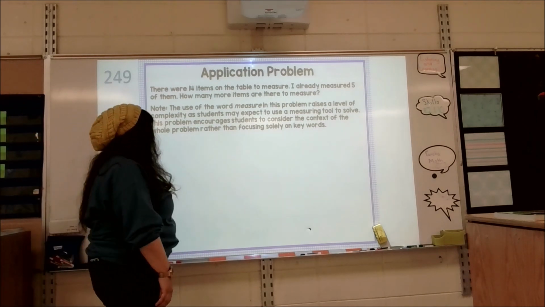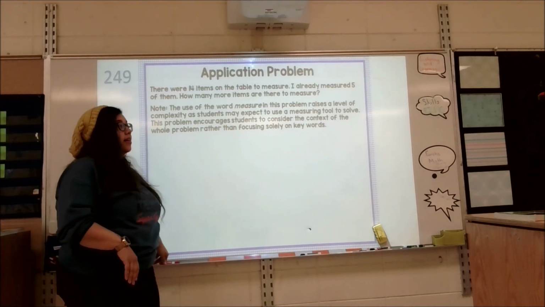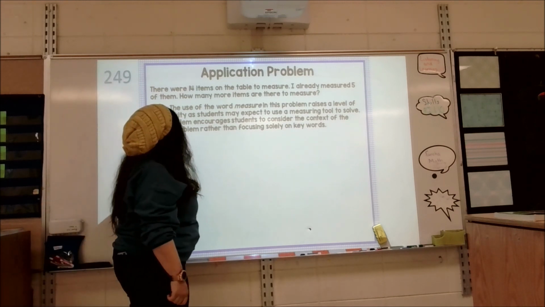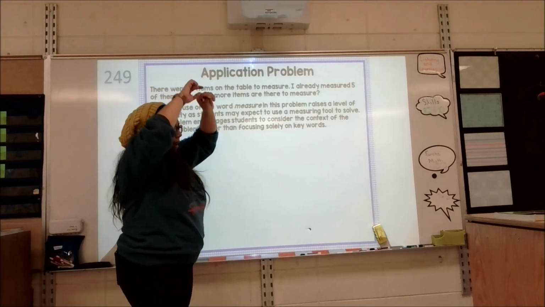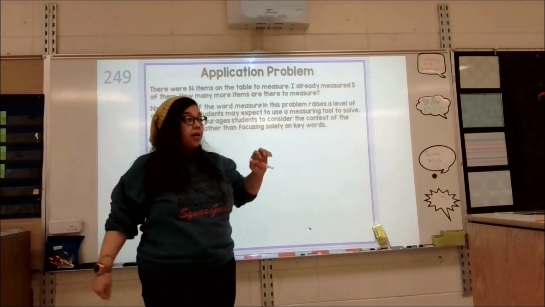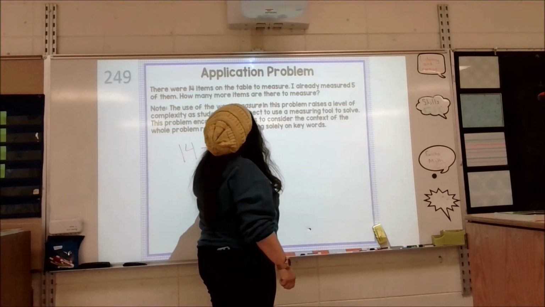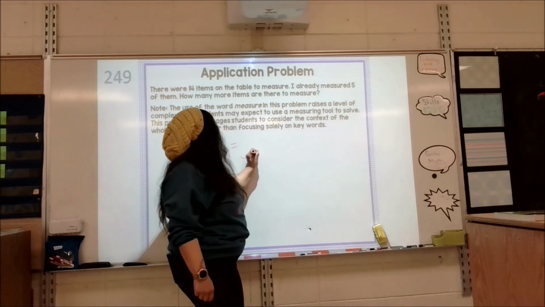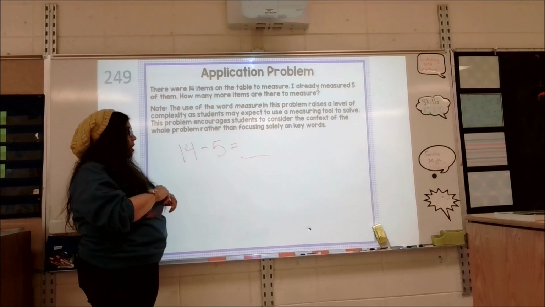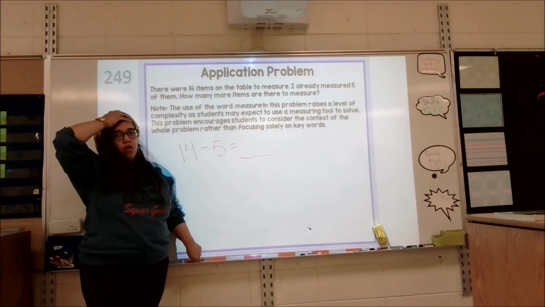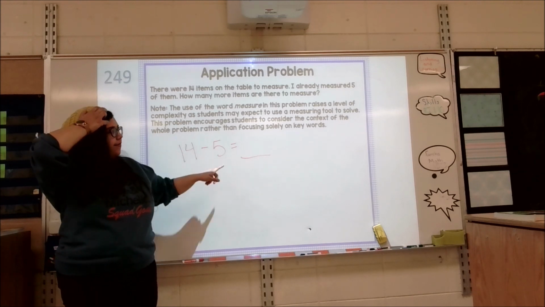Okay, so yes, we're referring to these items. And there were how many on the table to begin with? 14. Good. And how many have already been measured? 5. So minus the 5 we already measured is equal to how many items are left to measure. How many items are left to measure? Let's count back. So starting at the whole, we're going to count back 5 counts.